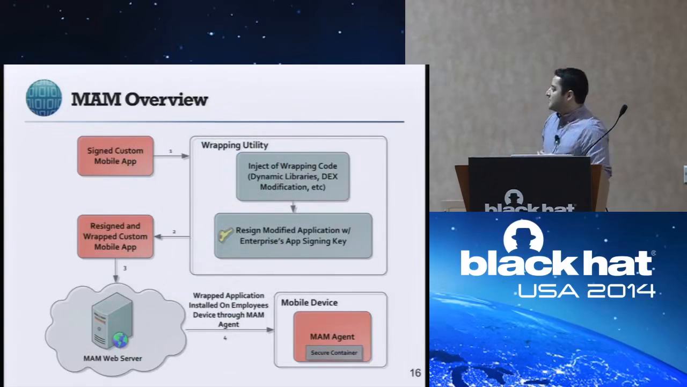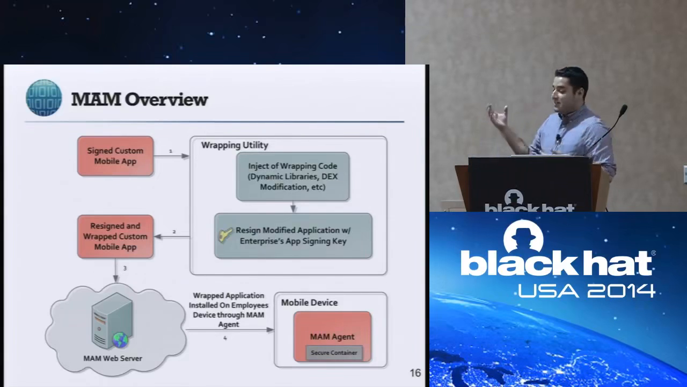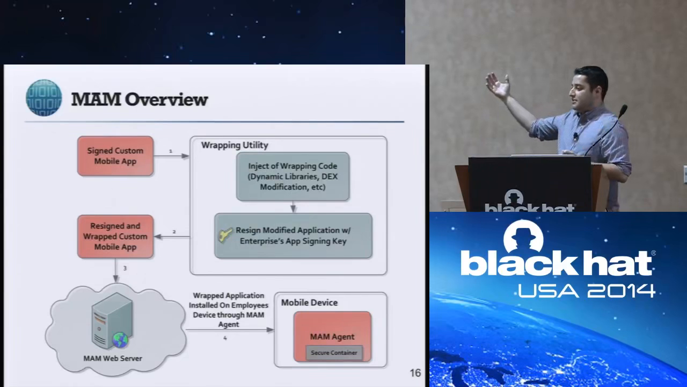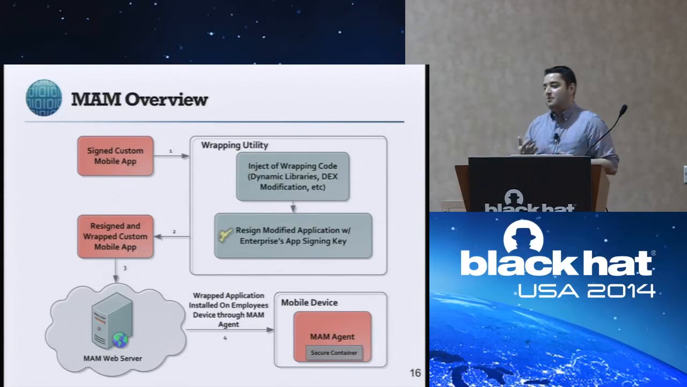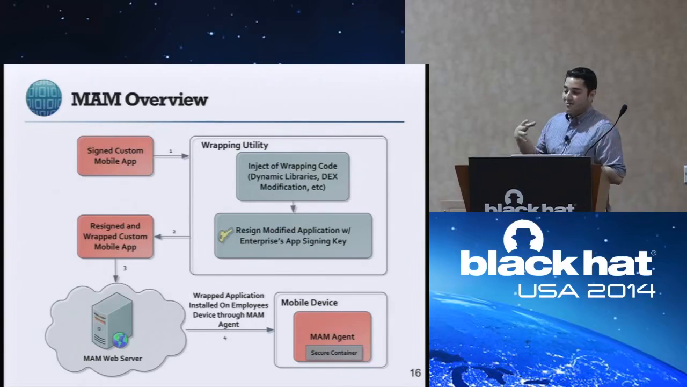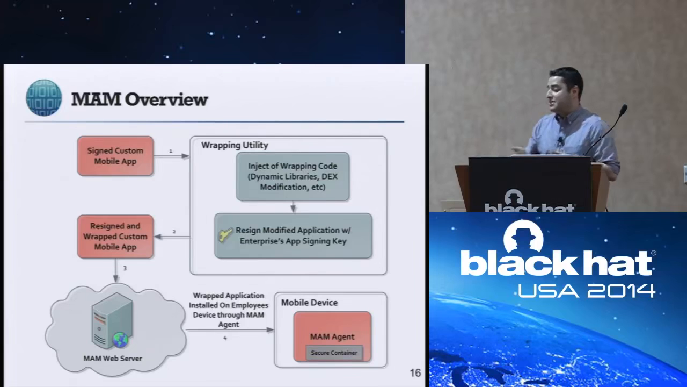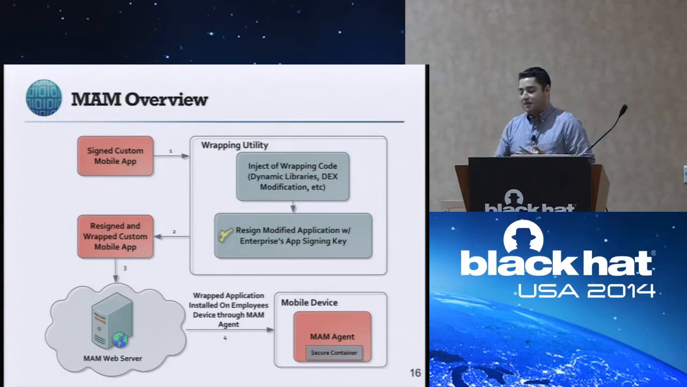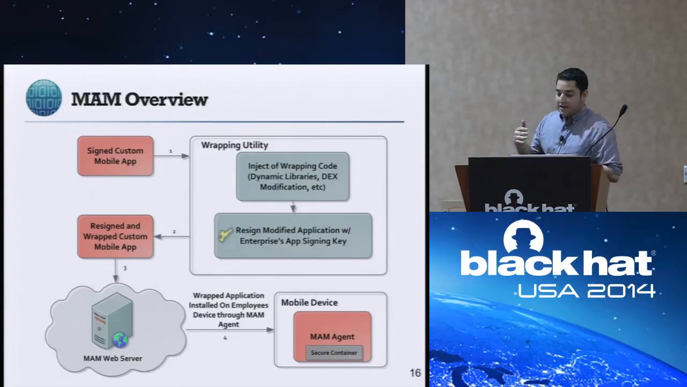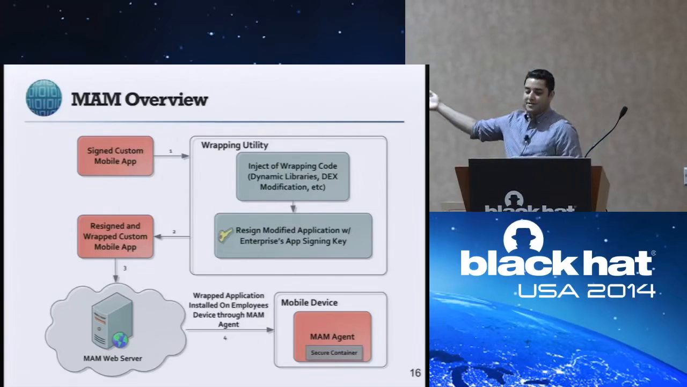So, a high-level overview with some pictures, because it's always clearer with pictures. You have an existing mobile app. The solutions typically supply you with some form of wrapping utility. This wrapping utility will inject some wrapping code, and we'll go over in detail some approaches to injecting into an existing application. This modifies the executables, and then it has to re-sign the application, with an enterprise certificate.